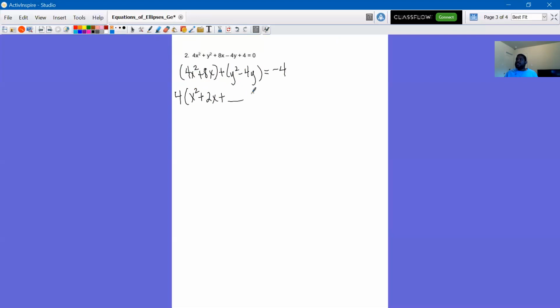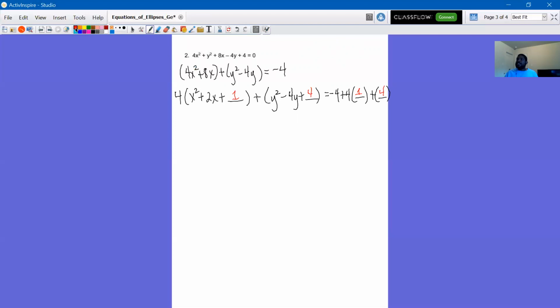And I'm going to put a blank here. I'm going to factor out, well, really there's nothing to factor out because there's nothing from the y squared. So that's y squared minus 4y plus blank equals -4 plus 4 times blank plus blank. Now I'm ready to complete the square. So take half of 2, which is 1, square that, that's 1. Take half of -4, that's -2, and then square that's 4.